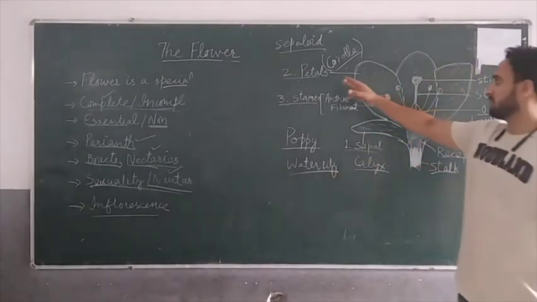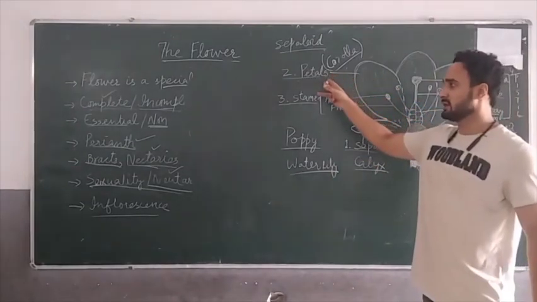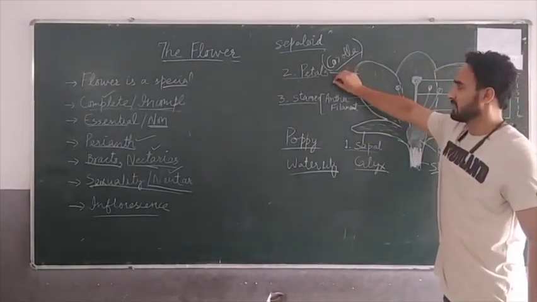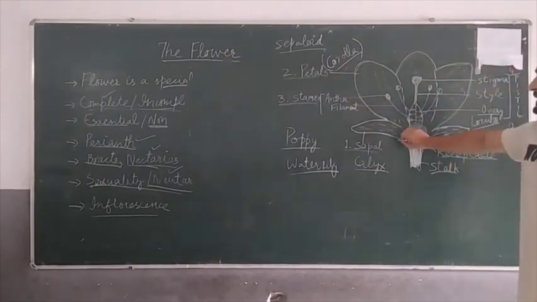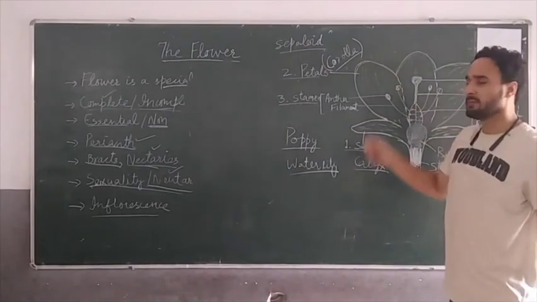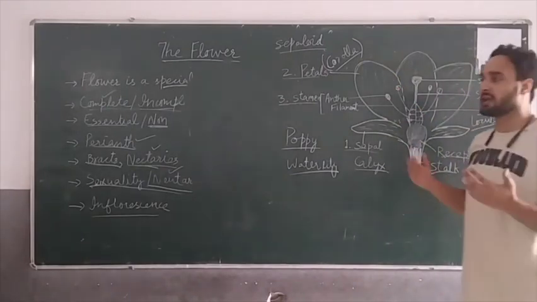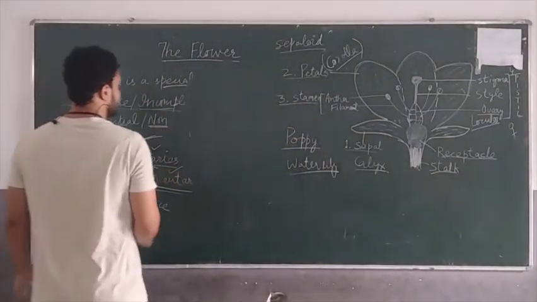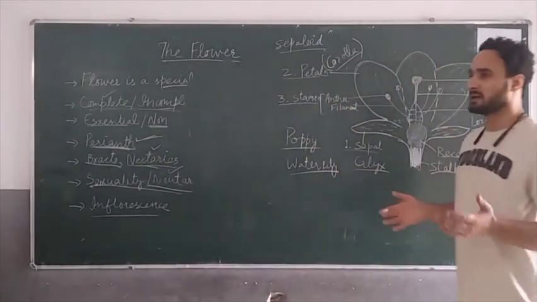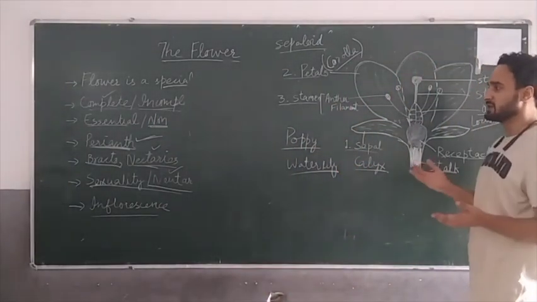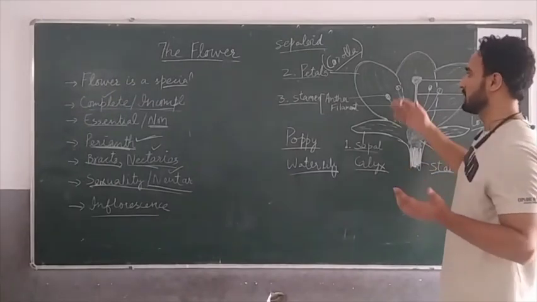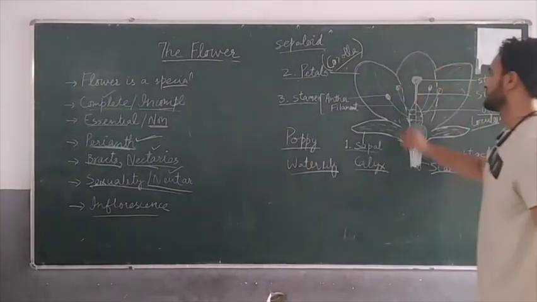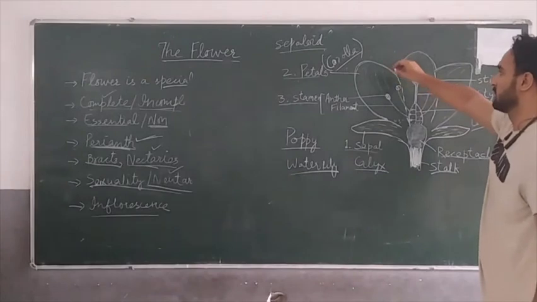Now this is the second whorl of the flower. The first one was the sepals, and the second one was the petals. We know that the petals are brightly colored and the sepals are green in color. But sometimes the sepals and petals cannot be differentiated from each other. They look like each other, and that condition is known as the perianth. In that case, we do not call them sepals and petals, but we call them perianth. So this is the second whorl of the flower, the petals or corolla.